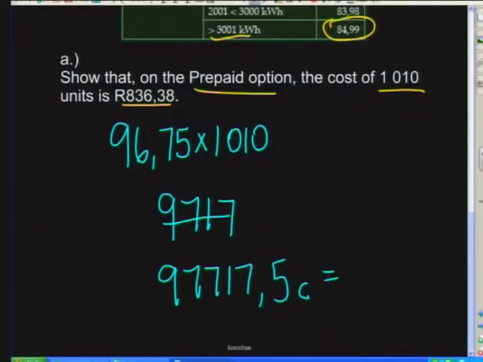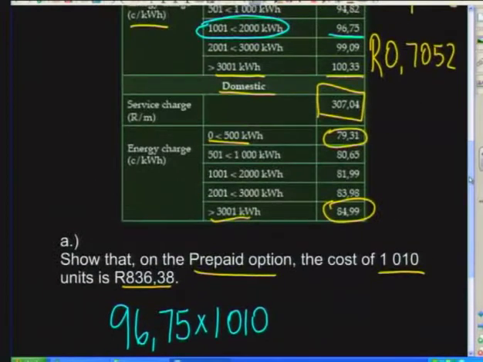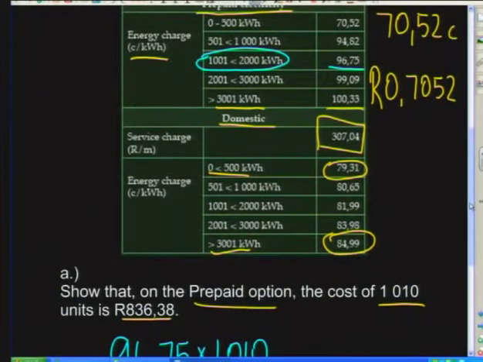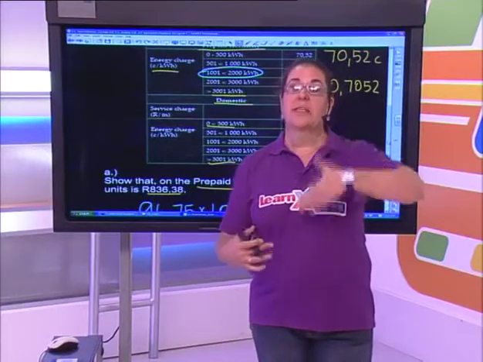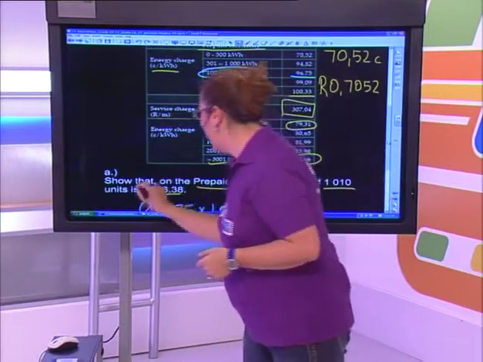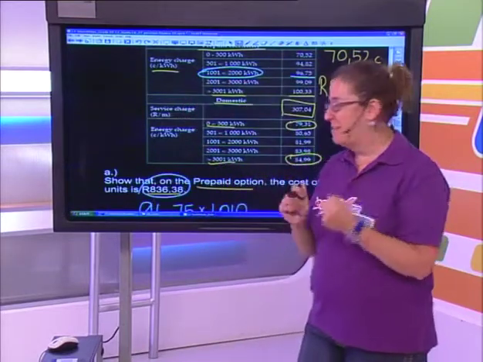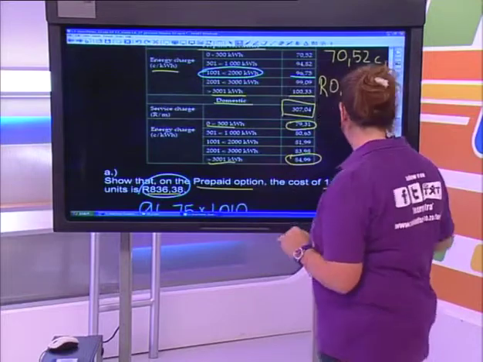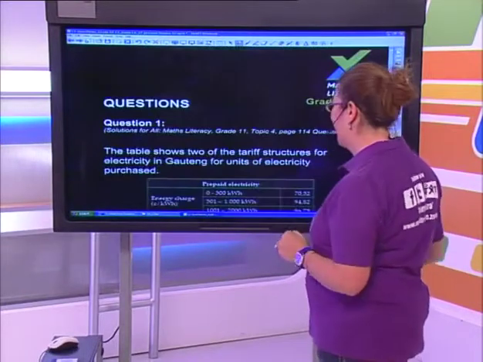I'm not really sure why it's not the same. They wanted us to get 836, and I'm not 100% sure why it is not the same. But when you get these kinds of situations, just go with it and do your calculation. We know the calculation is correct, so we've probably had a typing mistake there, and that might be my fault. I think I mistyped it. Okay, let's move on to the next question.